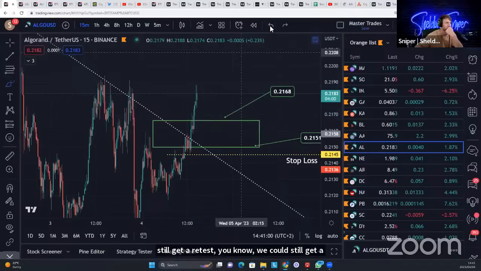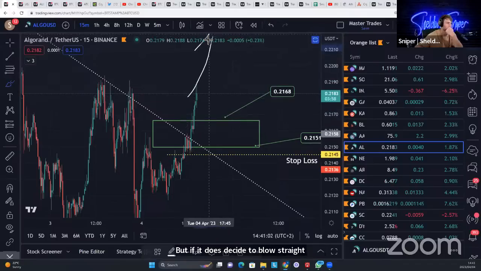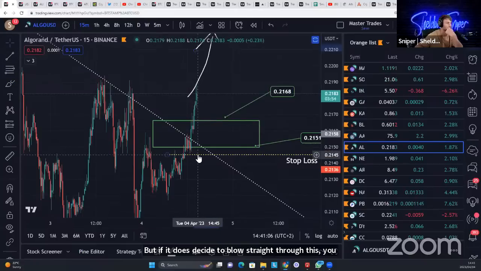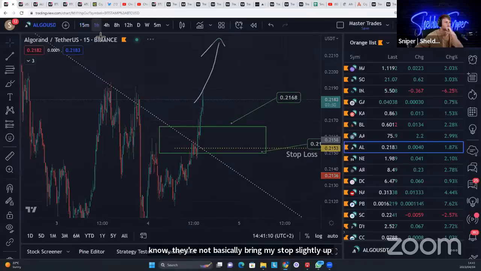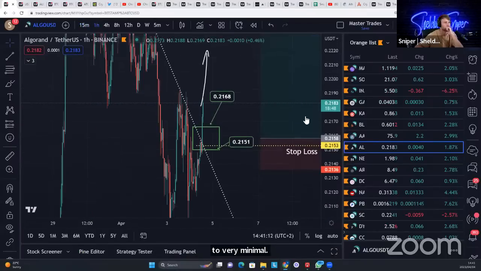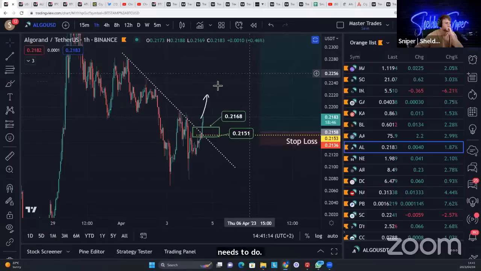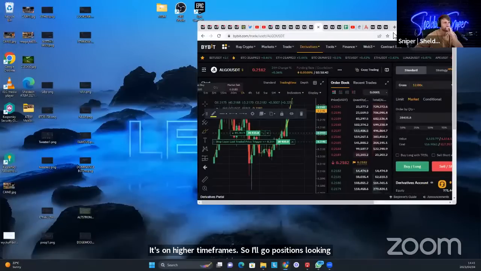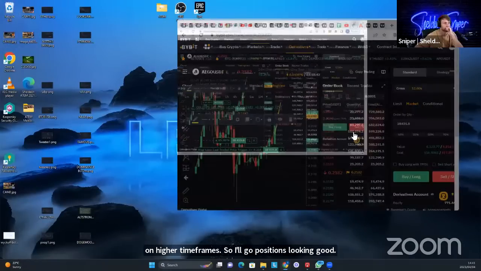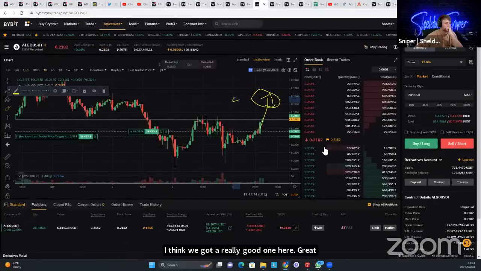But if it does decide to blow straight through this, then I'd bring my stop slightly up, to very minimal. I just want to give it room. I want to allow it to do what it needs to do. It's on higher time frames. So our algo position's looking good. I think we got a really good one here. Great trade. Where are we here? Yeah, still well off on the profit there, which is good.